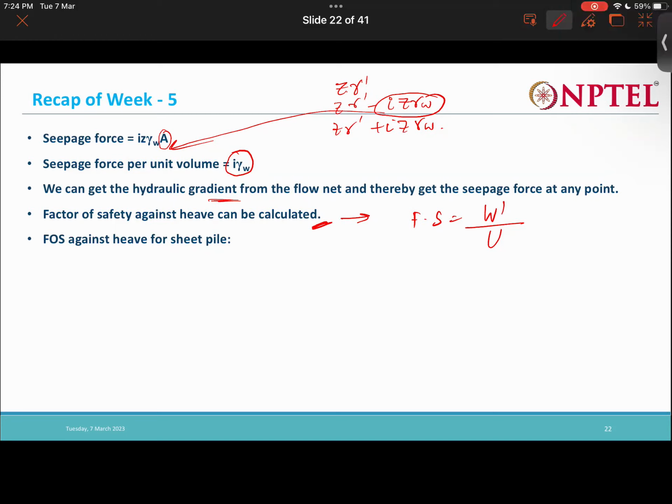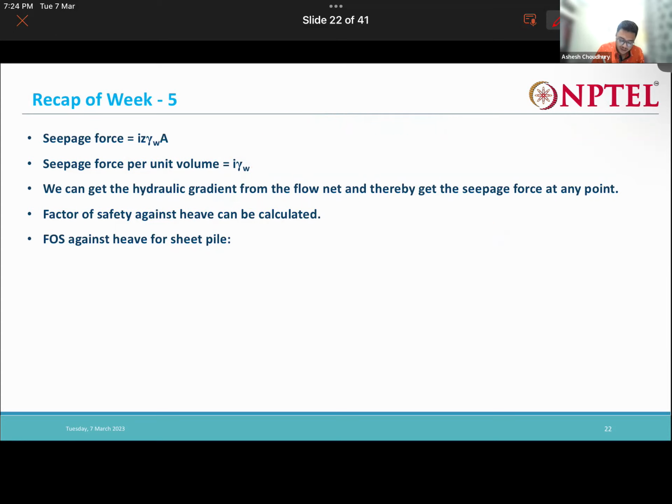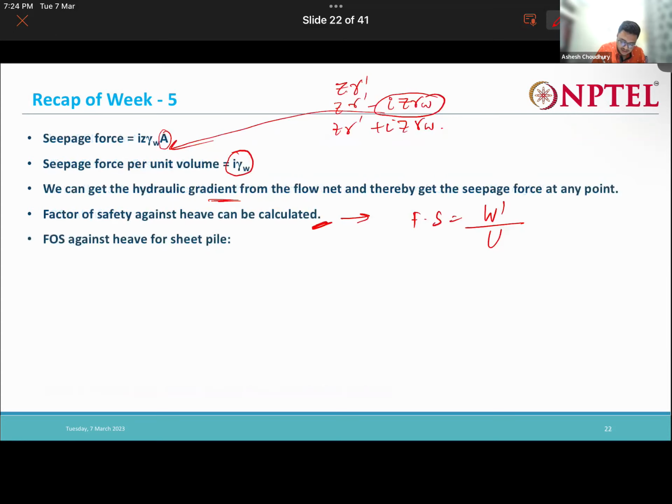Sir, heaving and boiling are two different phenomena, right? Yes, boiling is almost the same only. Boiling is what it's called when we have a structure, a sheet pile here like this. So what happens is that this water continues. So what happens here?